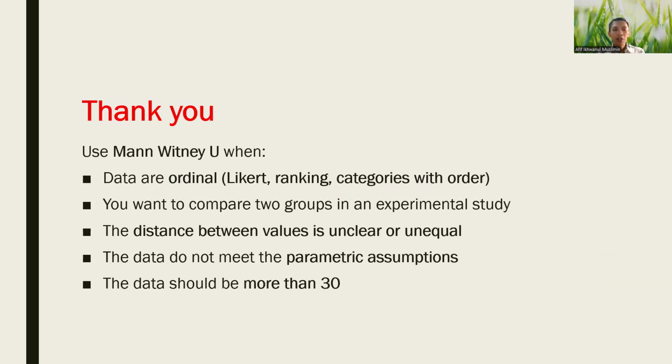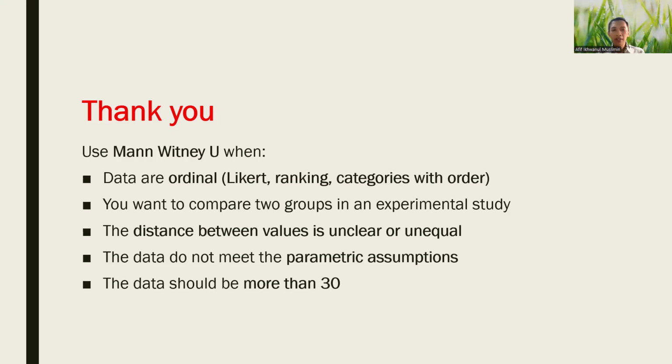So to wrap up, use Mann-Whitney U when the data are ordinal. For example, Likert scales, rankings, categories with order. So to make it clearer, you can also go to the previous video about Spearman correlations. Then you can use Mann-Whitney U when you want to compare two groups in an experimental study. However, the prerequisite tests, normality and homogeneity, show that the data were not normal and the data were not homogeneous. And the distance between values is unclear or unequal.